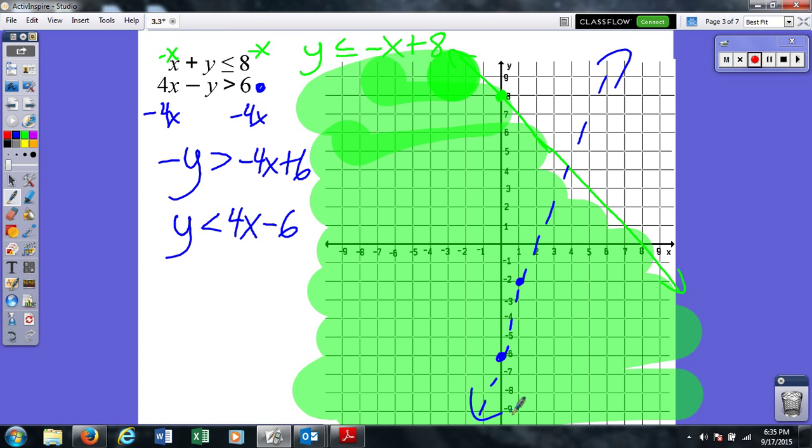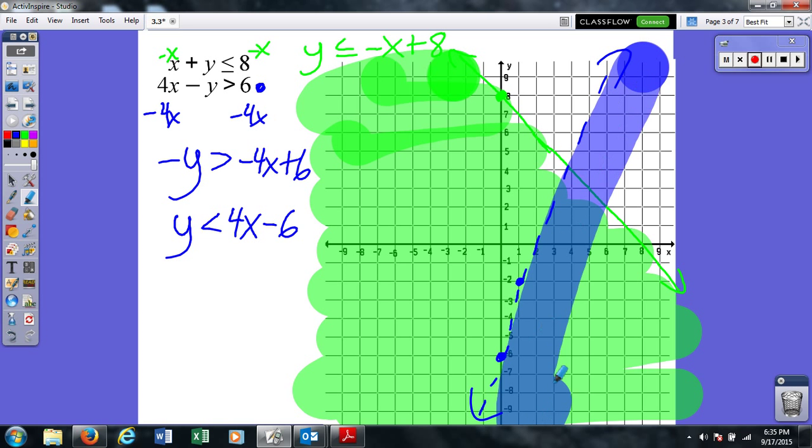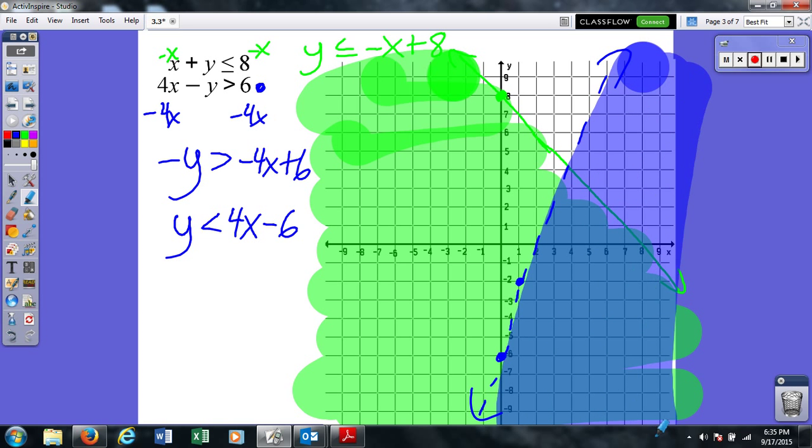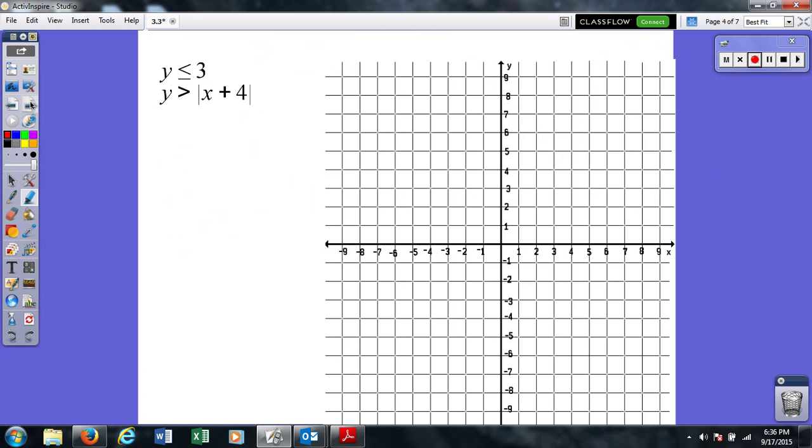And then we want y values less than that, so we're going to shade underneath. Now the solution is the portion of the graph that is shaded by both inequalities. So that's going to be this part right down here. So the solution here is shaded in red. We can do this with an absolute value equation as well.